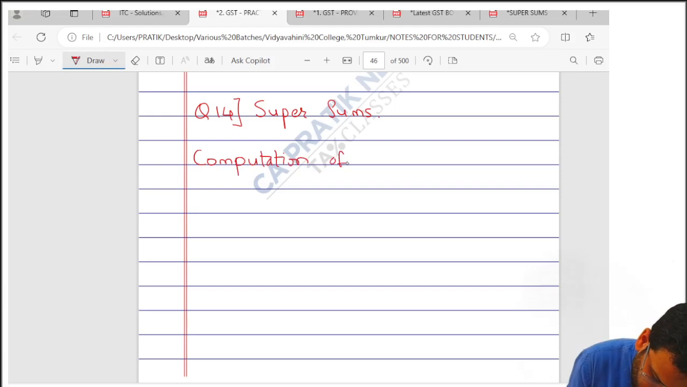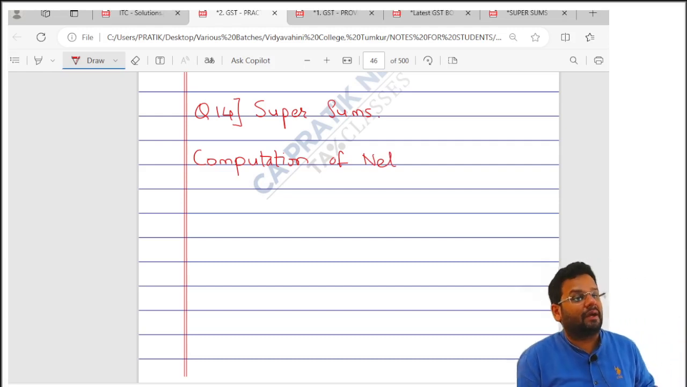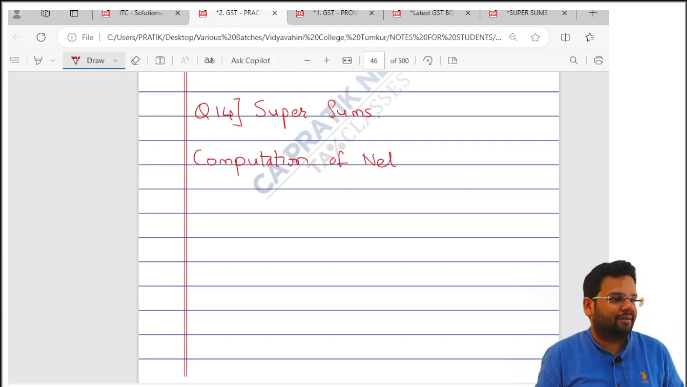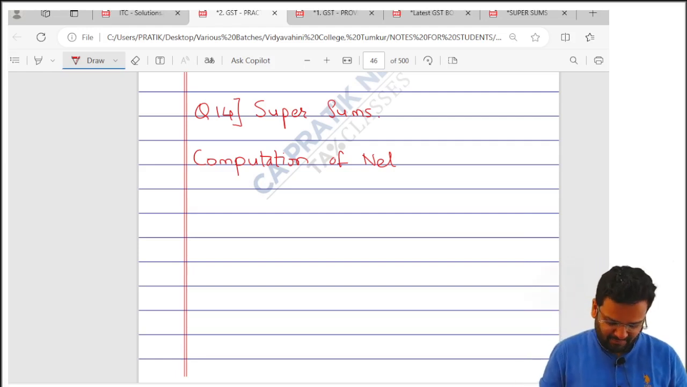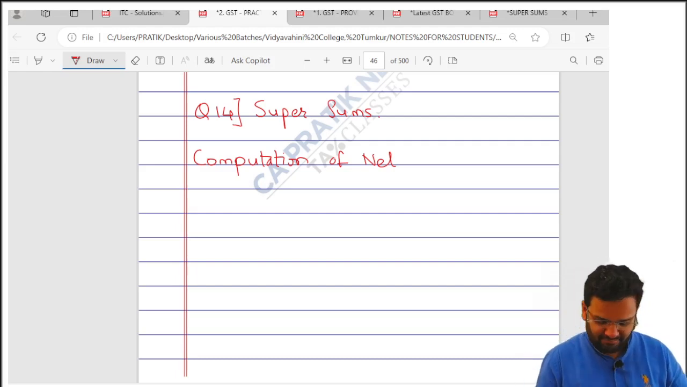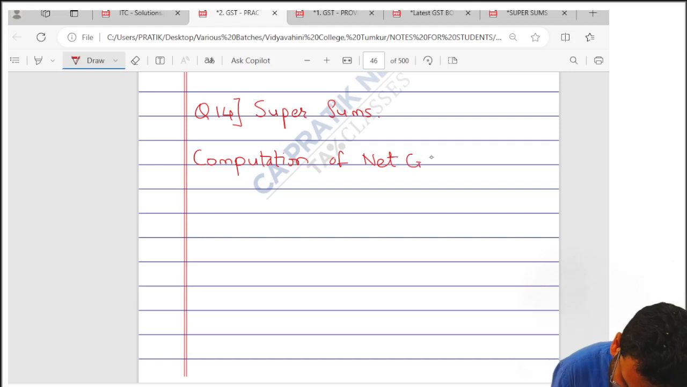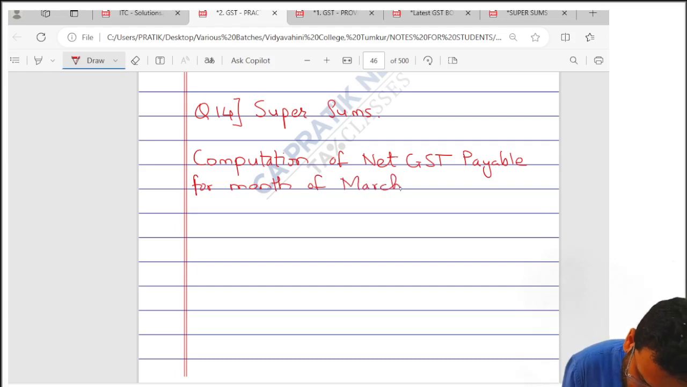Computation of net GST payable. Now directly I can do net GST payable because I don't have to find out any ITC balance. Already ITC is given. There seems to be no purchases in the month. So directly I have to use the opening ITCs. Got it now? So what statement are we doing? Directly we are doing computation of net GST payable. For which month? Is any month given? For the month of March.